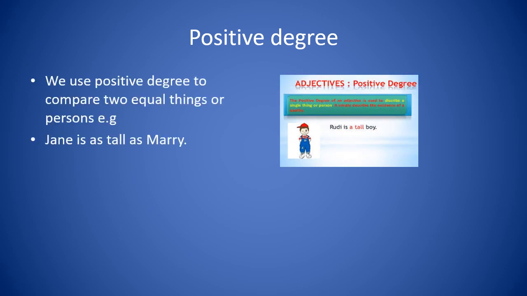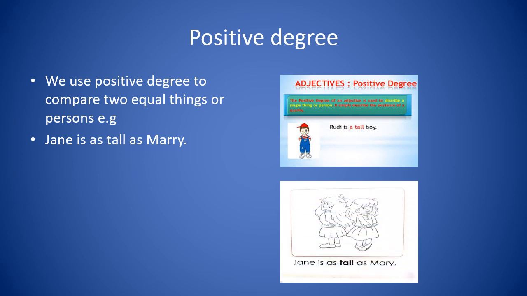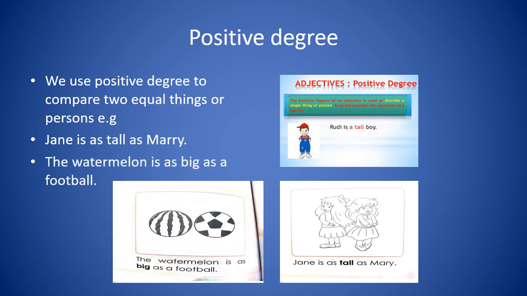We use positive degree to compare 2 equal things or persons. For example, Jane is as tall as Mary. Now 2 equal persons are compared. Rudy is a tall boy. We also use positive degree to simply describe a noun, like Rudy is a boy and he is tall. Simply, Rudy is described as a tall boy. The watermelon is as big as a football. Again, 2 equal things are compared.